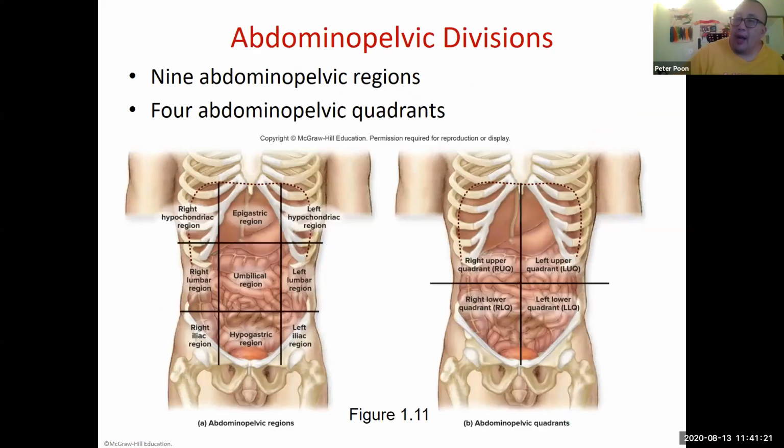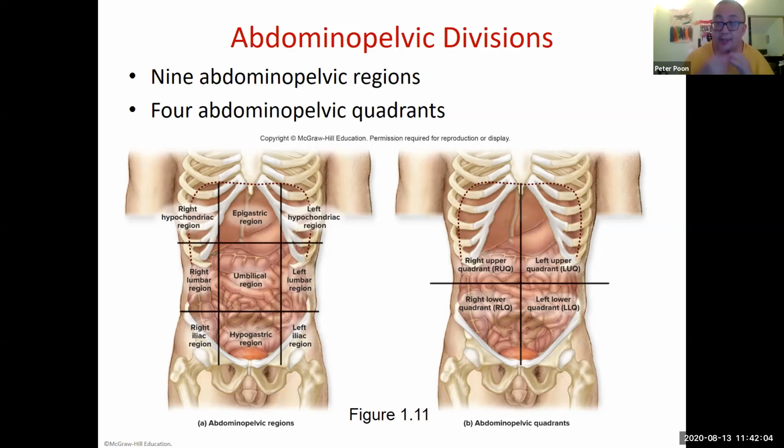Your abdominopelvic regions, such a large hole, it really doesn't make any sense to talk about it as one. And so the abdominopelvic is either subdivided into nine abdominopelvic regions or four abdominopelvic quadrants. The nine regions are used more scientifically. The quadrants are used more for you guys, for medical purposes. If you look at someone's abdomen, what's the first thing that everyone can recognize?